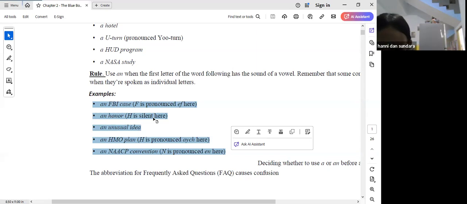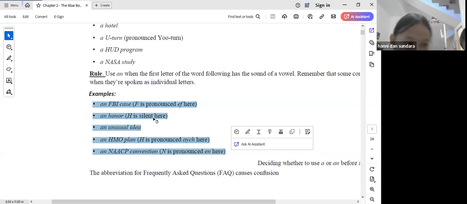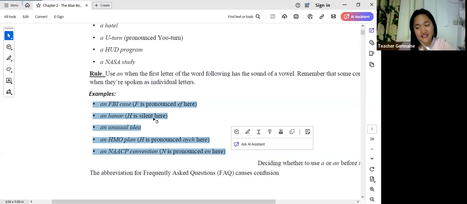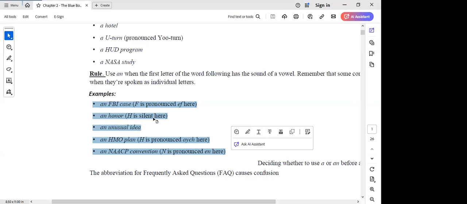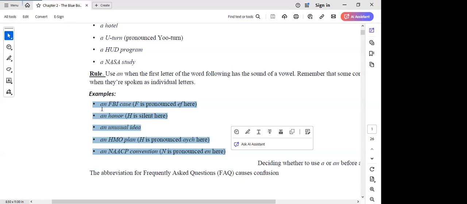An unusual idea. An HMO plan. An NAACP convention. Okay, very good. Thank you, honey. Welcome, miss. Okay, Katrina, could you read again the examples, Katrina? An honor. H is silent here. Okay, everything again.